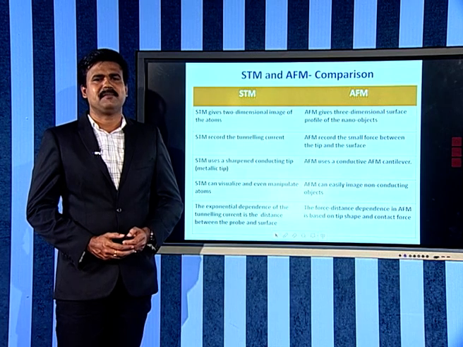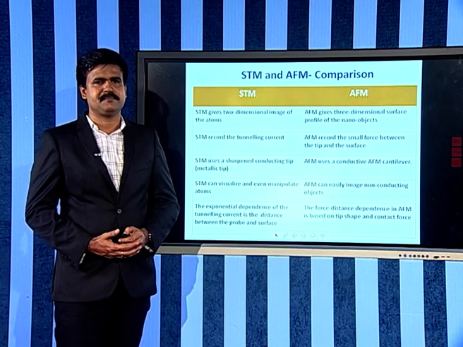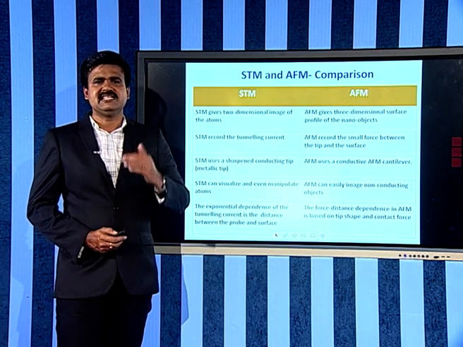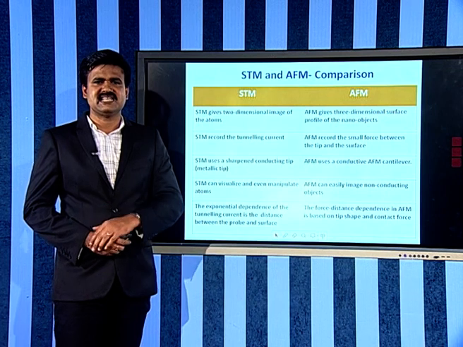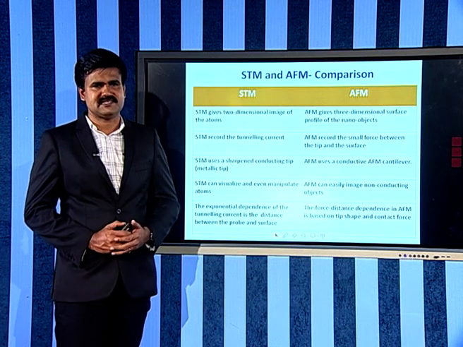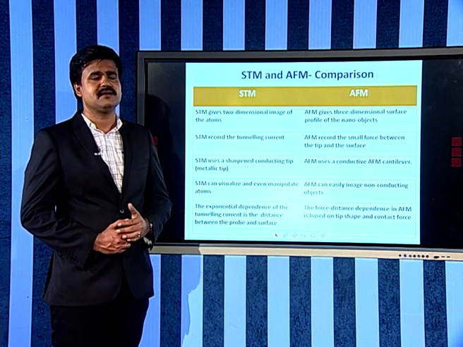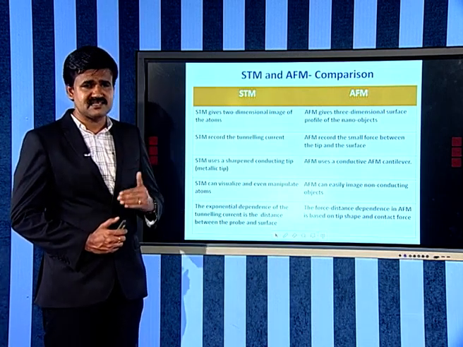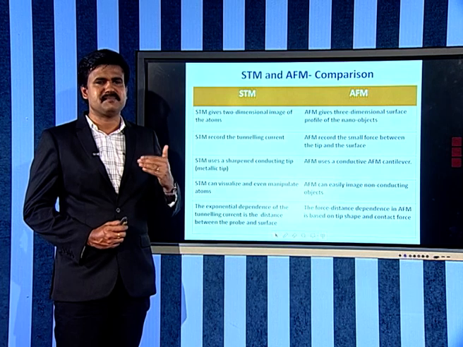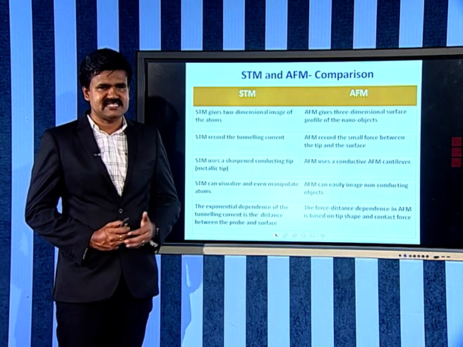It is better to have a comparison between two important characterization techniques that we learned. They are STM and AFM. Regarding STM, it gives a 2D image, whereas in the case of AFM, we will get a 3D image of the surface profile of nano objects. STM records the tunneling current, whereas AFM records a small force between the tip and the surface of the sample under consideration. STM uses a sharpened conducting tip, that is, a metallic tip. However, AFM uses a conductive AFM cantilever.